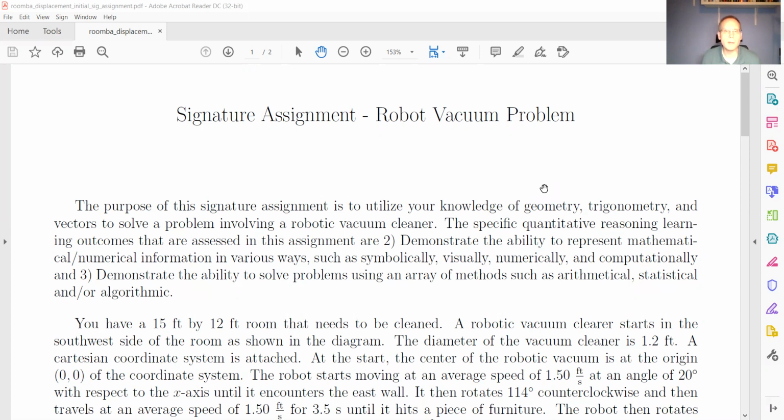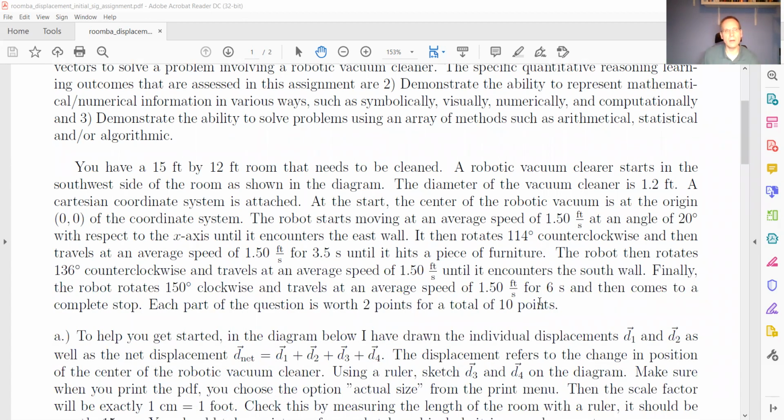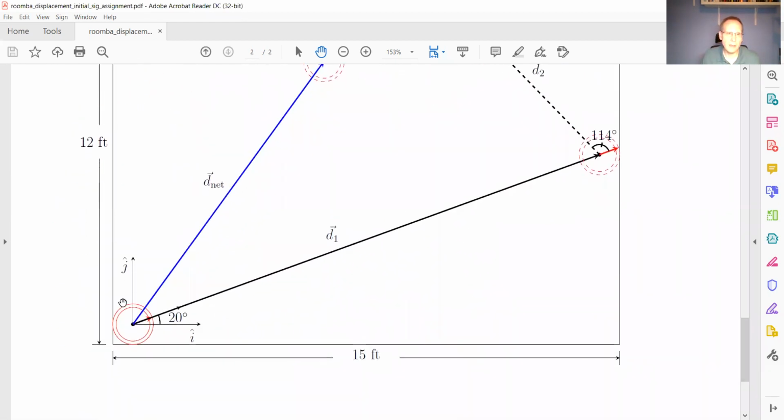So I created this little problem where we have to find the displacement of a robotic vacuum cleaner. Basically we have a 15-foot by 12-foot room that needs to be cleaned. And you have this vacuum cleaner that starts in the southwest side of the room. Let me show you the diagram here. It starts in the bottom, this corner of the room. You can think of it as finding the displacement of the center of the vacuum cleaner.